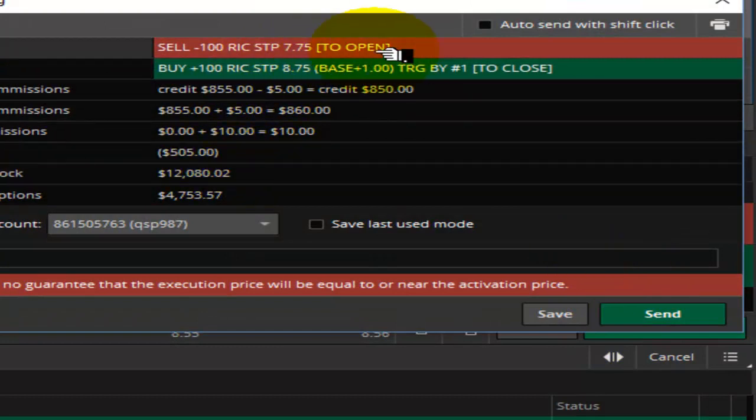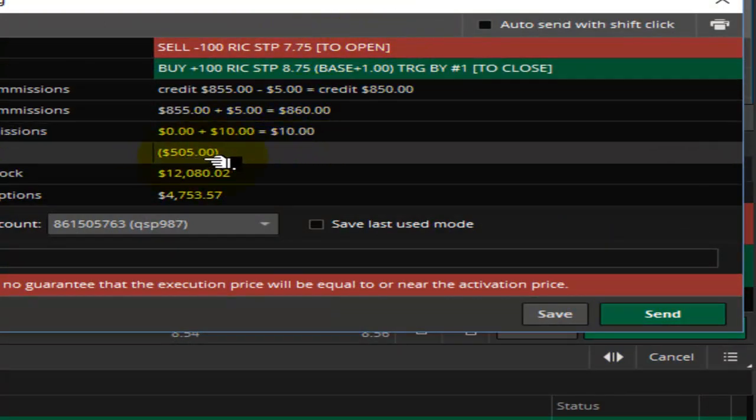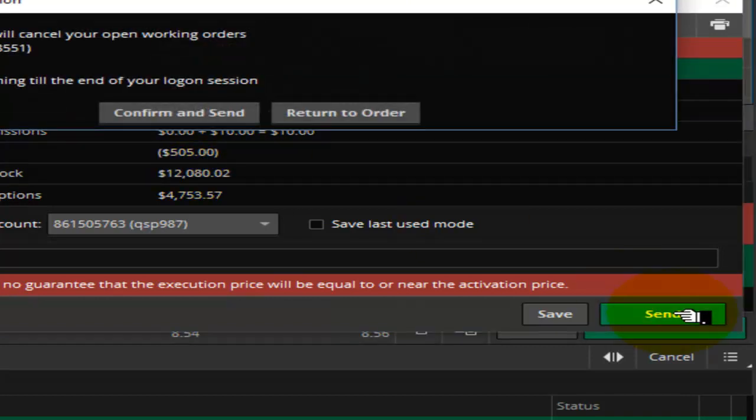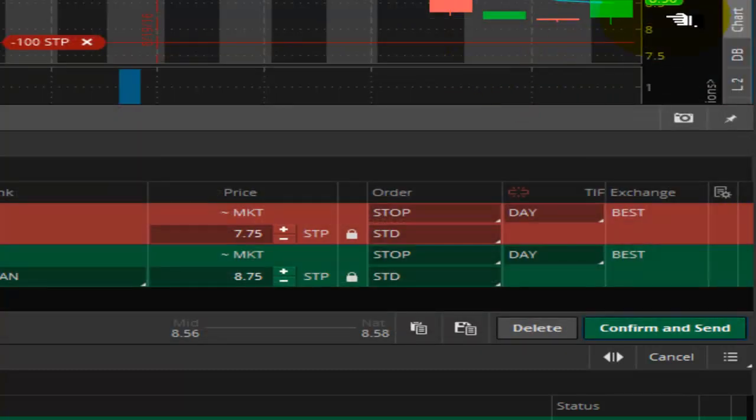It's telling me what I'm doing here. This is what it's going to cost me, and then we're going to hit send. Entering this order will cancel your open working orders. So for the equity side of things, it's letting me know that it's going to change my other open orders. In this situation, you probably want to wait and do the opposite trade. Once this one's triggered, then you can go in and modify that.